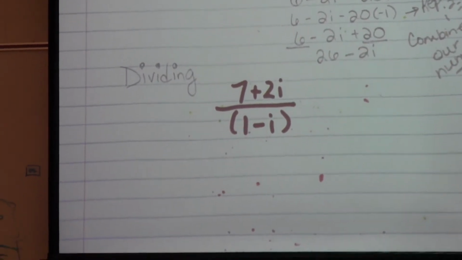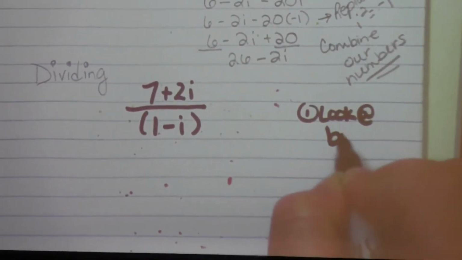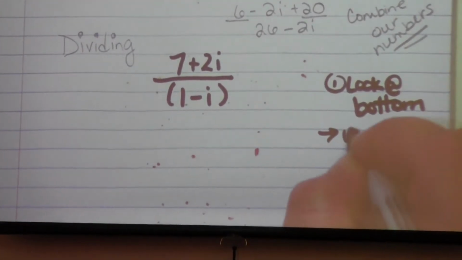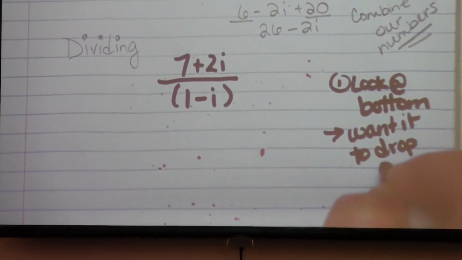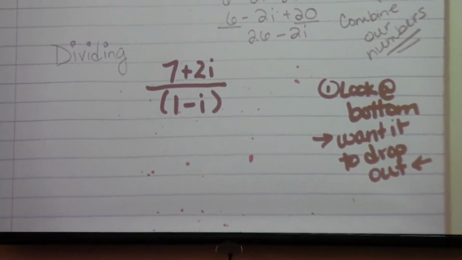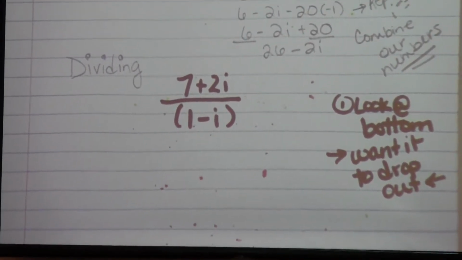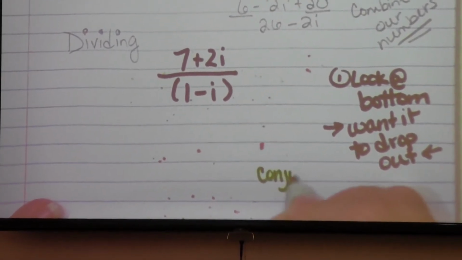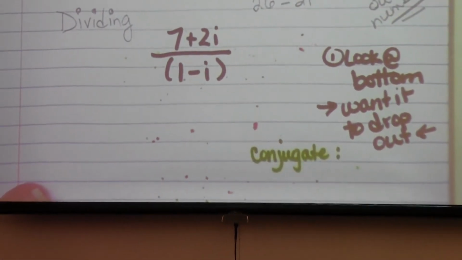And what we do to divide is look at the bottom. So number 1, we're going to look at the bottom. And our goal is to get it to drop out. Because I don't really like dividing very much, we want to get our bottom to drop out. So in order to get the bottom to drop out, we multiply by what they call the conjugate. It's a nice little vocab word. Really, we only like the conjugate because it makes the bottom drop out.